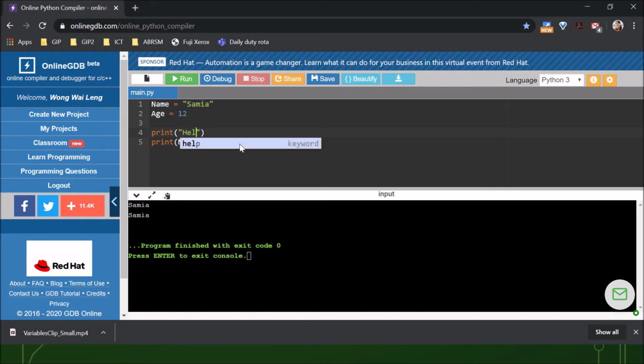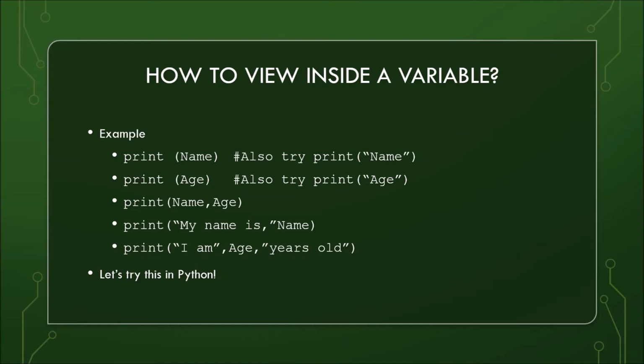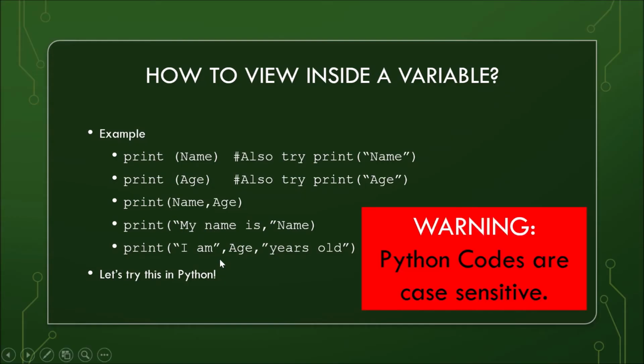So hello, comma, name. Then I could put you are, comma, age, comma, years old. Now, when I click run, I get, hello Samia, you are 12 years old. So there you have it. Now, be reminded, Python codes are case sensitive.